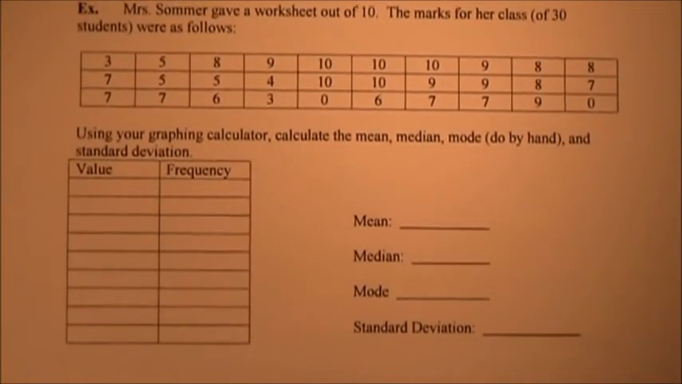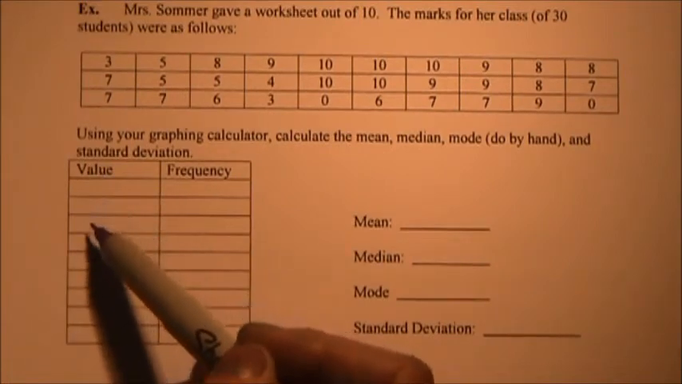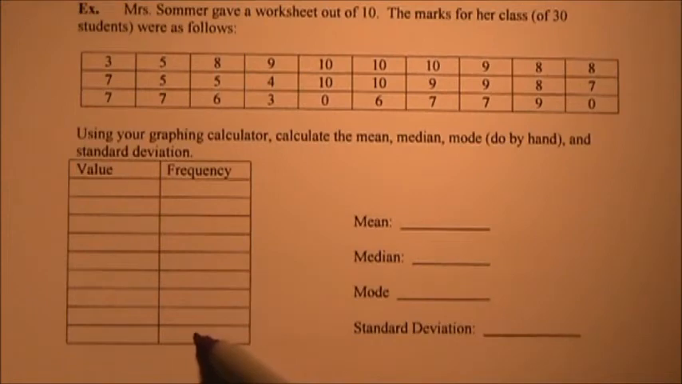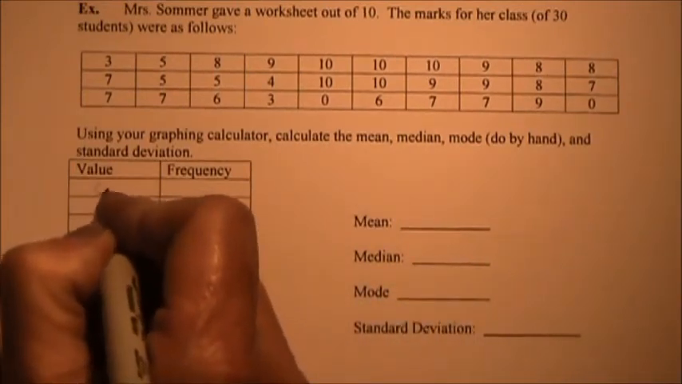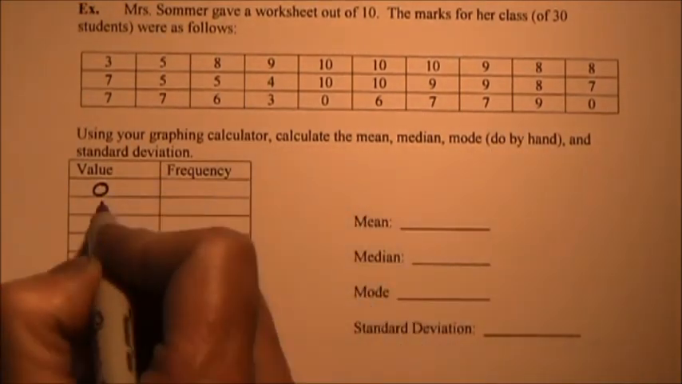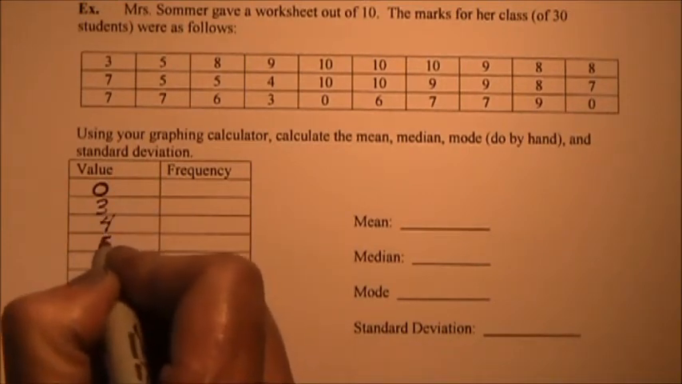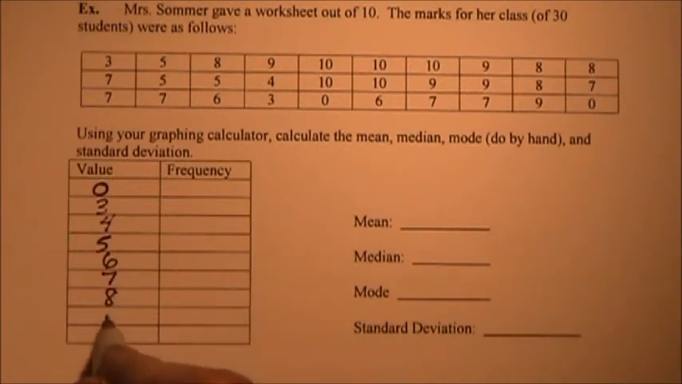So as we go to do this, the first thing we're going to do is put the value, so what the different numbers are, in this column. We're then going to say how many times each of them happens in this one. So if I look at my table, the smallest number I see is 0. I don't see a 1. I don't see a 2. And there's a 3, 4, 5. Yep, there's a 6. So I see a 7, an 8, 9, and 10. So there's all our different number choices.